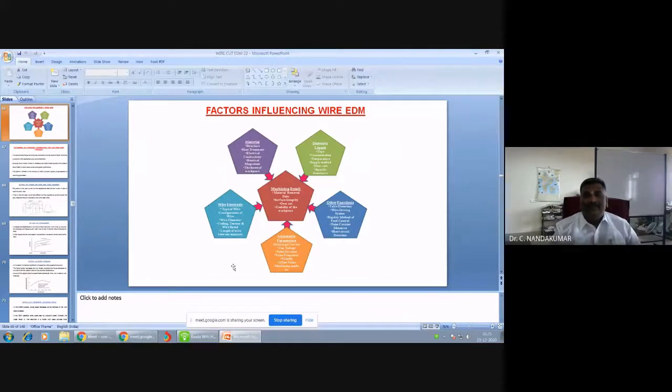The factor influences of the wire EDM. So what are the final outputs of the machining? They are material removal rate, surface integrity, overcut, and usability of the workpiece.